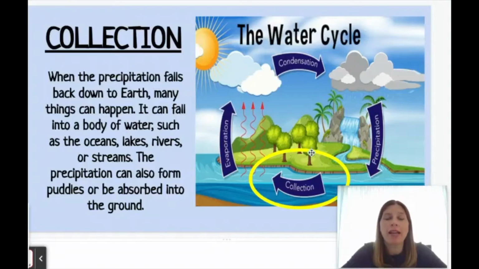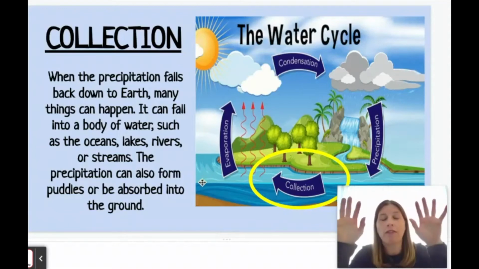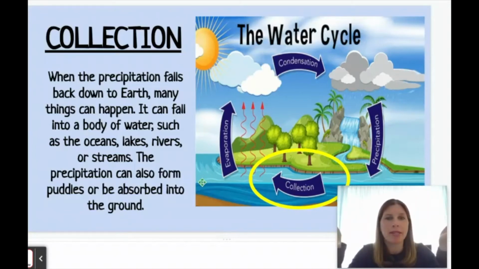Okay, now the last stop on the water cycle is collection. The water is falling back down to earth, but what happens next? Many different things can happen. It can fall into a body of water like an ocean or a lake or a river or a stream. The precipitation can also form puddles. It recently rained a lot, like I had mentioned earlier, so you might have seen some puddles on sidewalks or in your driveway or in a parking lot. Or it can be absorbed. That means it goes down into the ground and then it's underground. So different things can happen to the water once it falls back down to earth.